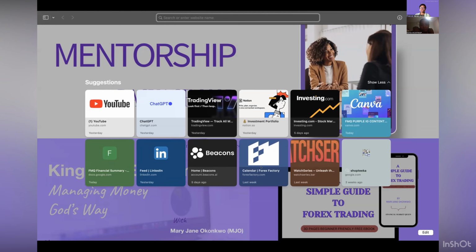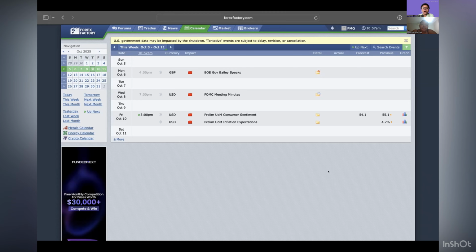I want you to go to your browser and type forexfactory.com. When you type it, the page should open like this. My own is already put together, so I want to help you organize yours. You don't need to create an account. Now, on the right hand side, look at my screen.